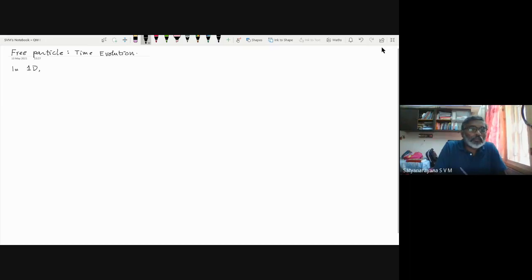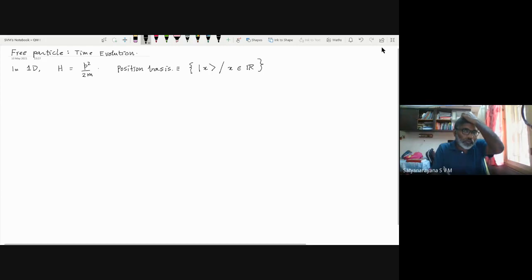in 1D, a free particle has a Hamiltonian which is given by H is equal to P square by 2m. So P is, of course, the linear momentum in one dimension. And if you want to write down an operator, so if you choose your position basis, the position basis is given by the set of all vectors |x⟩ where x belongs to the set of real numbers. So every point on the real line is a vector, or a ket vector.